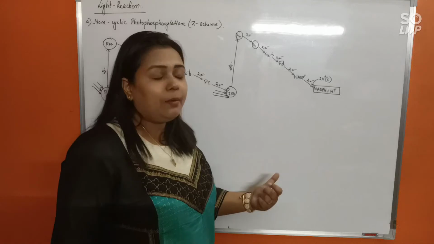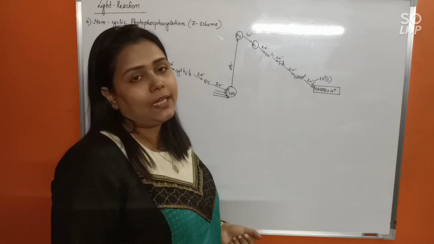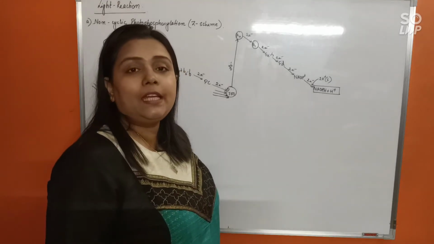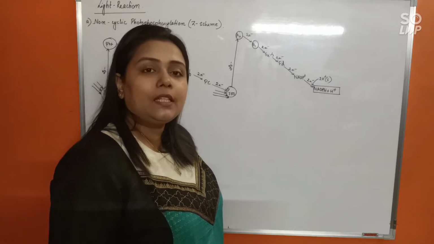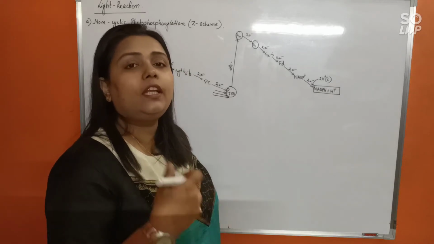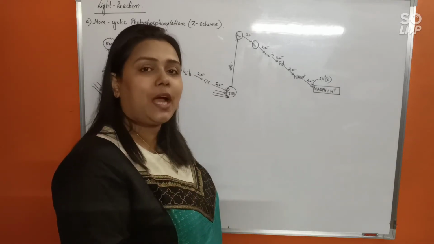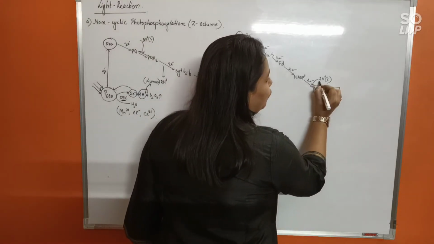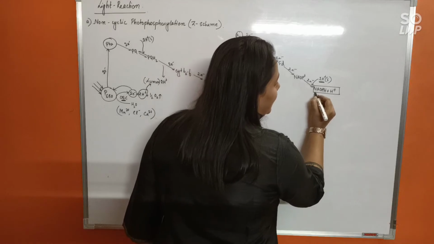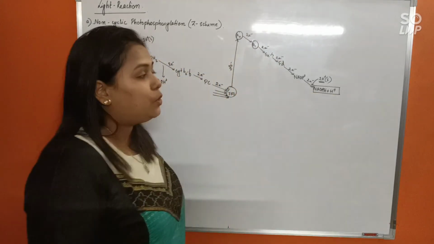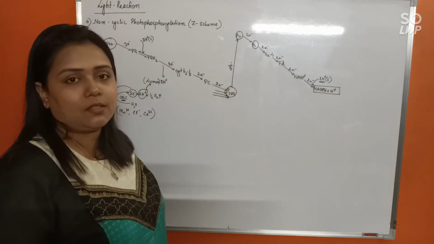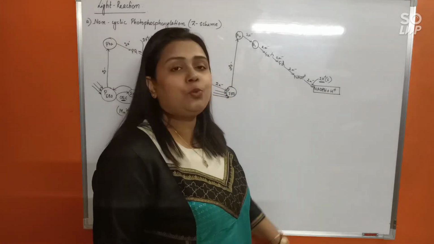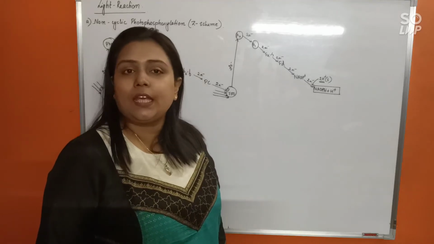The enzyme that converts NADP+ into NADPH is NADP reductase. The enzyme is present towards the stroma, on the outer side of the thylakoid membrane. Hence, it takes up 2 protons from the stroma to finally convert the NADP+ into NADPH plus H+. So this is the entire Z scheme, at the end of which NADPH plus H+ has been formed.